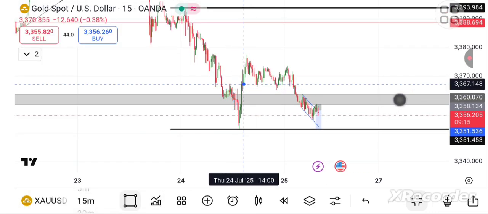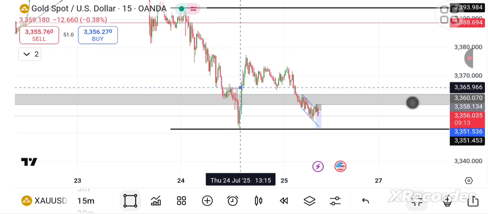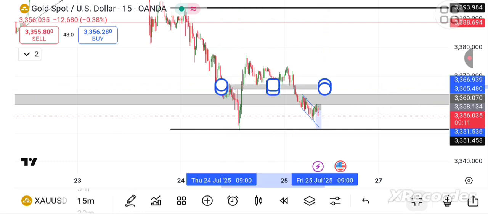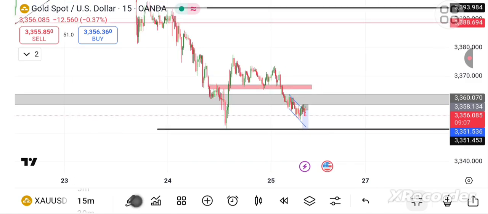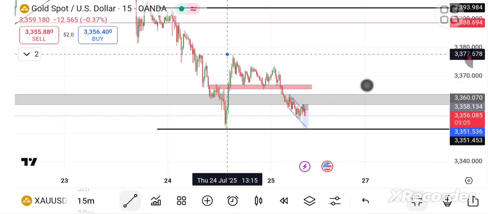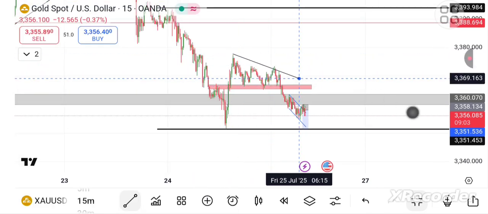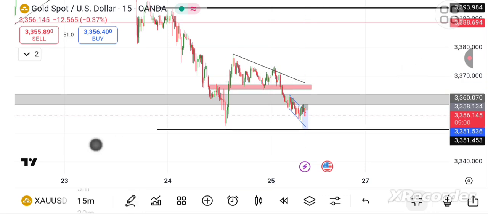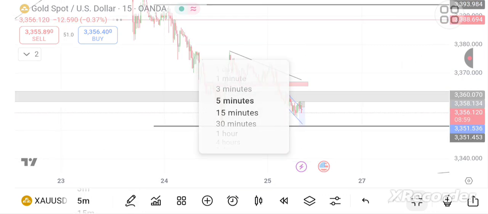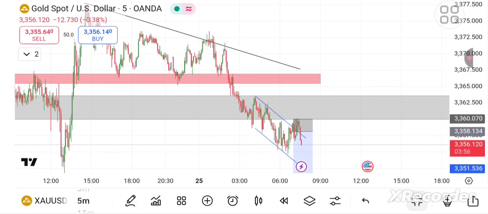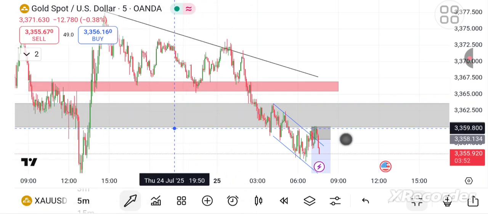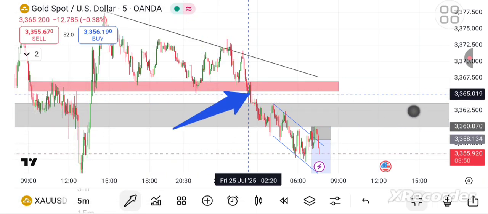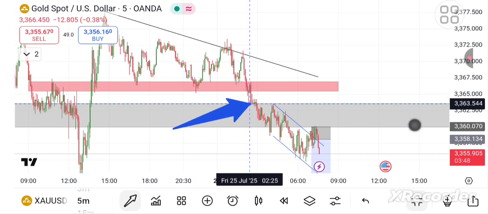we mark out this zone, which was acting as support, which was acting as a resistance, then support, forming a descending triangle right here. Price broke and retested. If you want to see the retest, you can go to the M5. You see price broke, then retested. Price broke right here, retested, giving us an engulfing candle for a good sell.